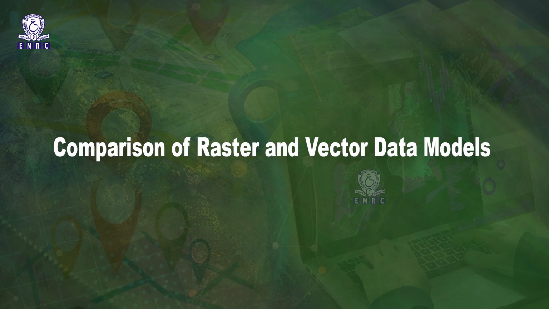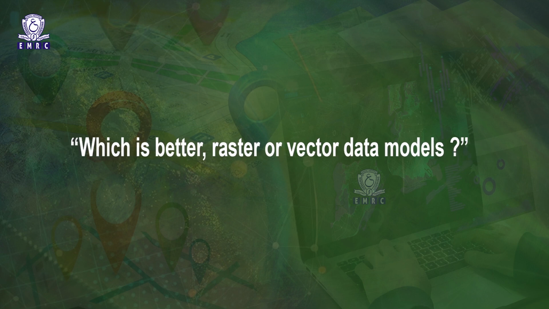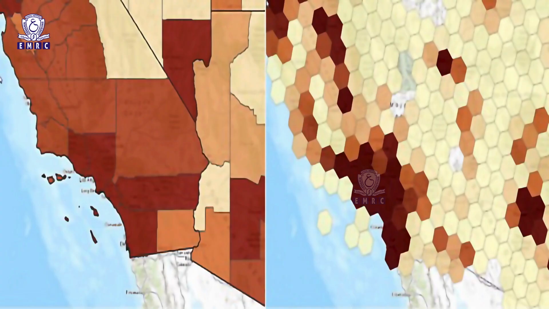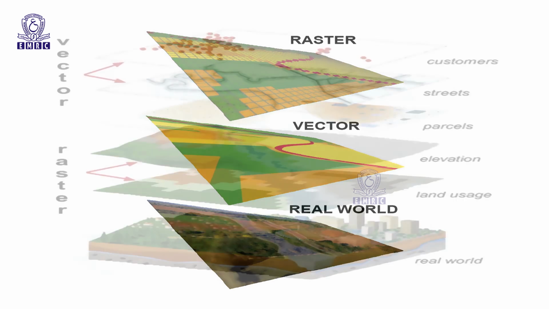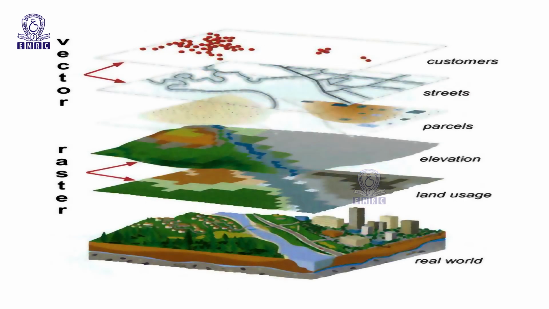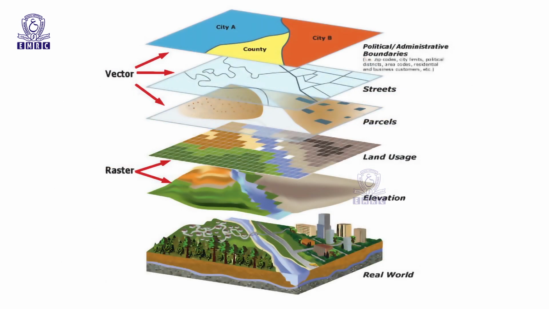Comparison of raster and vector data models. The question often arises, which is better, raster or vector data models? The answer is neither and both. Neither of the two classes of data model is better in all conditions or for all data. Both have advantages and disadvantages relative to each other and to additional more complex data models. In some instances, it is preferable to maintain data in the raster model and in others in the vector model. Most data may be represented in both and may be converted among the data models.